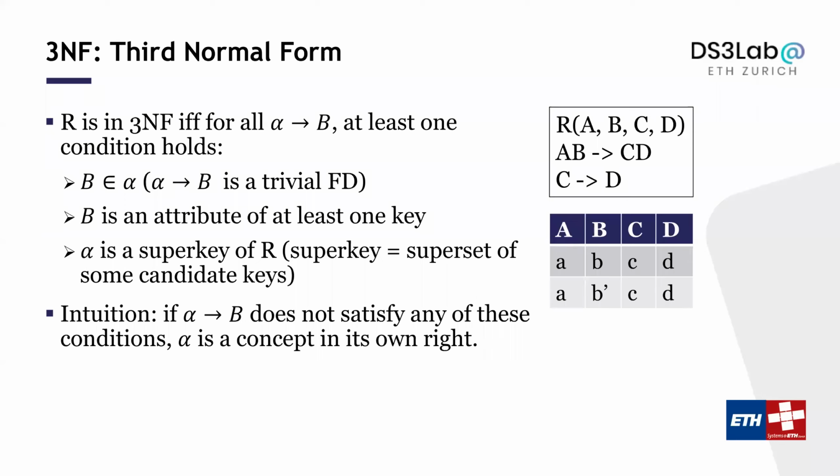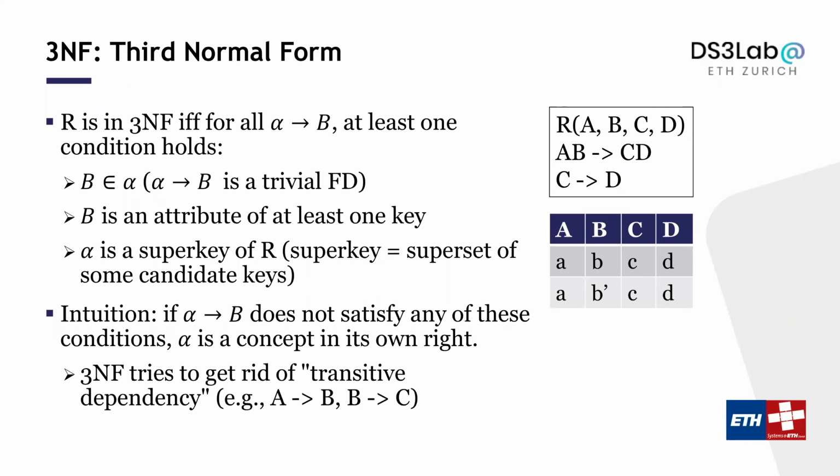So why do we define this? Intuitively, if you have a functional dependency from alpha to B that does not satisfy any of these conditions, then you have two concepts in the same relation, one corresponding to alpha and another corresponding to B. In that case, it's better to decompose them into different relations, one containing information about alpha, another containing information about B. That's the intuition of third normal form.